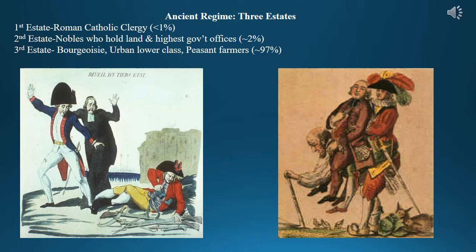Although there was a body politic in France called the Estates General, the Estates General had not convened since the early 17th century, which signified the lack of agency that underprivileged peoples had in the French political system.